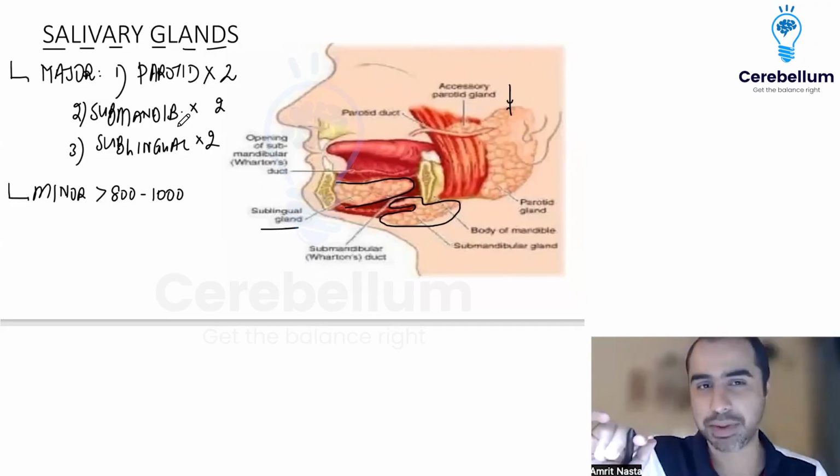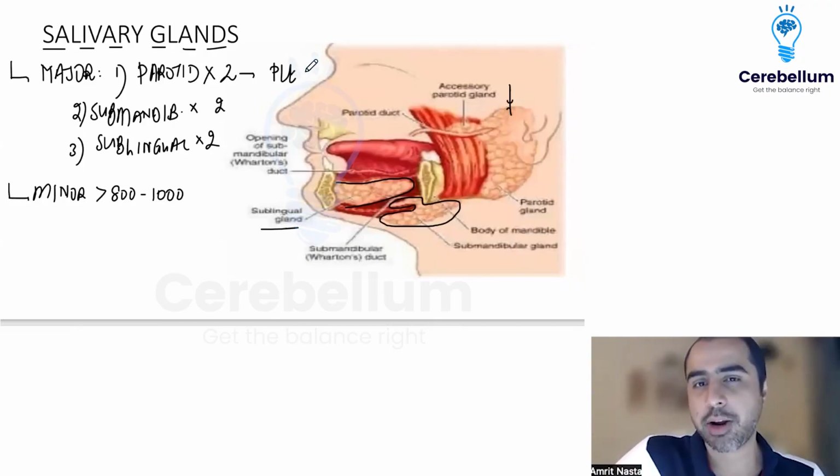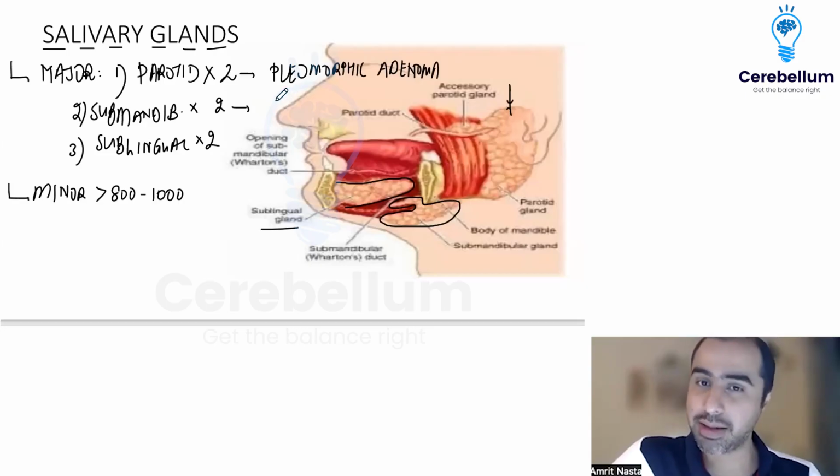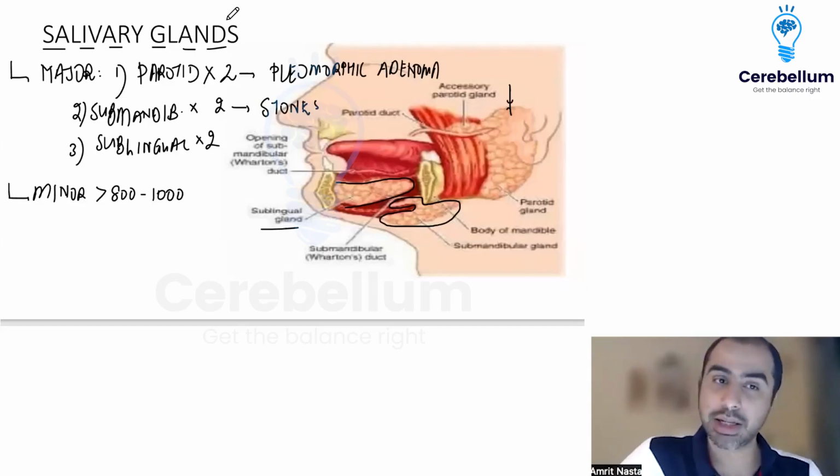unique disease that happens. In parotid, the most common disease that you get is pleomorphic adenoma, which we are going to study. You get pleomorphic adenoma most commonly in parotid. It can happen in any of these, typically seen in parotid. In submandibular gland, the disease you get are stones, very commonly, more than the other two glands.